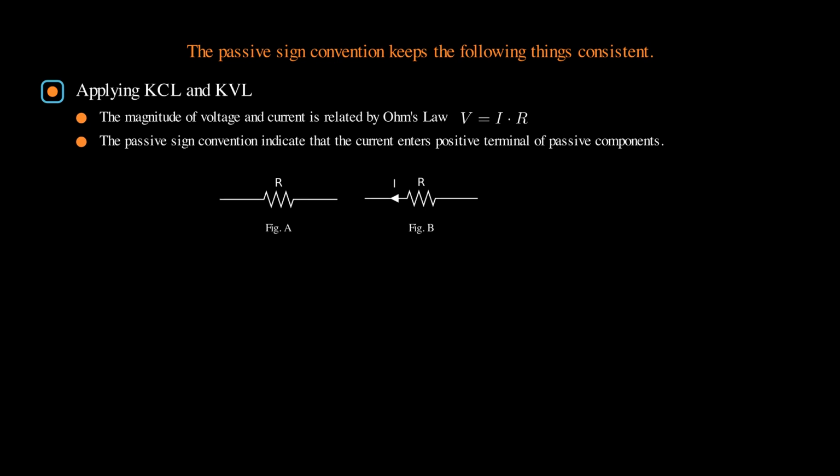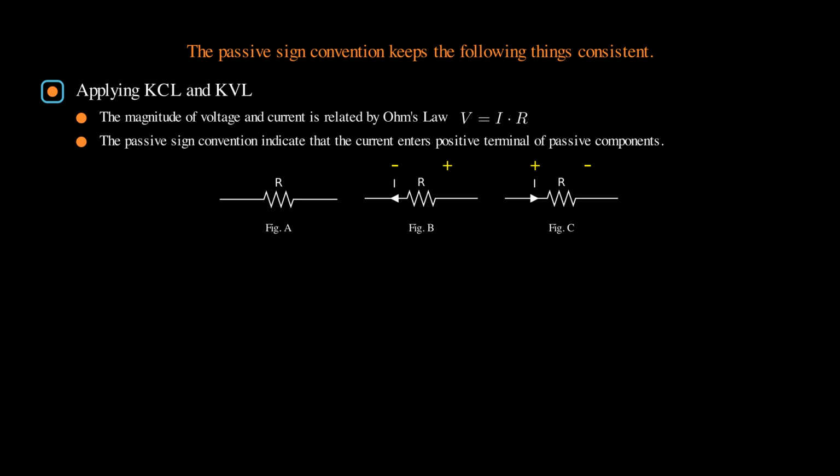If the current direction is given like shown in figure B, how would you label the voltage polarity? You can pause the video for a second. Because the current enters the positive terminal of the resistor, we need to label the positive polarity at the right side and a negative polarity at the left side. Did you do it right? What about the one shown in figure C? For the same reason, we should label the positive polarity at the left side and a negative polarity at the right side. Therefore, at the moment we label the current direction, we have also decided the voltage polarities, which are determined by the passive sign convention.